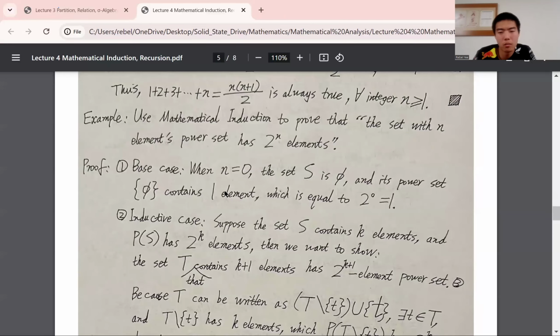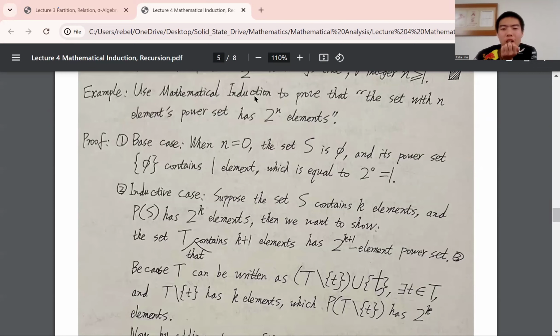All right, and there are some other examples, and I think this one is interesting. It's using mathematical induction to prove that the power set of a set with n elements has 2 to the power of n elements. Remember, we have talked about the power set, right? At that time I said we could not very rigorously prove it has 2 to the power of n elements. But after we studied mathematical induction, we can give a formal proof of why it has 2 to the n elements.